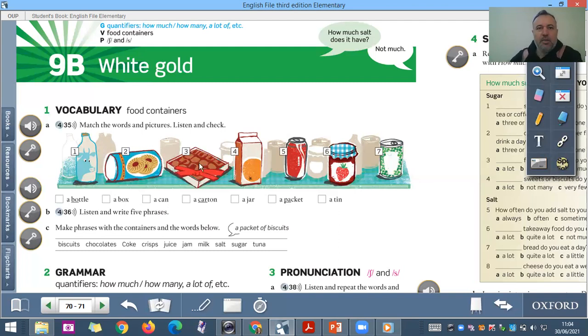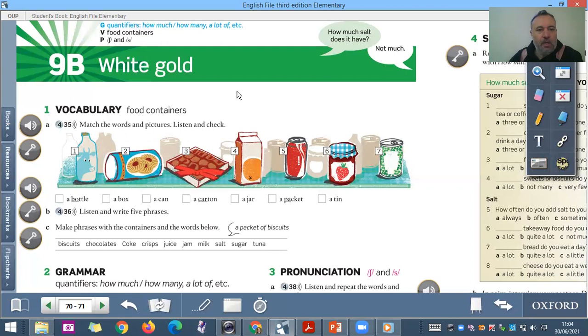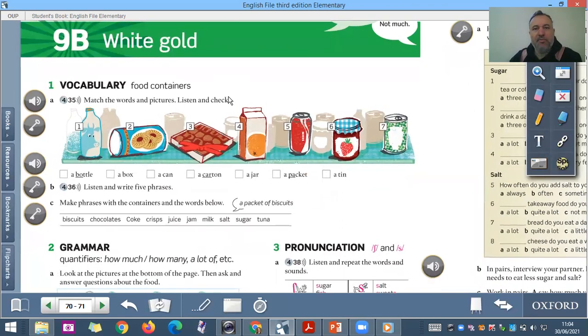So these are some examples of containers. And what you have to do, you have to listen and associate them with their names right here. Okay, so let's listen to them.